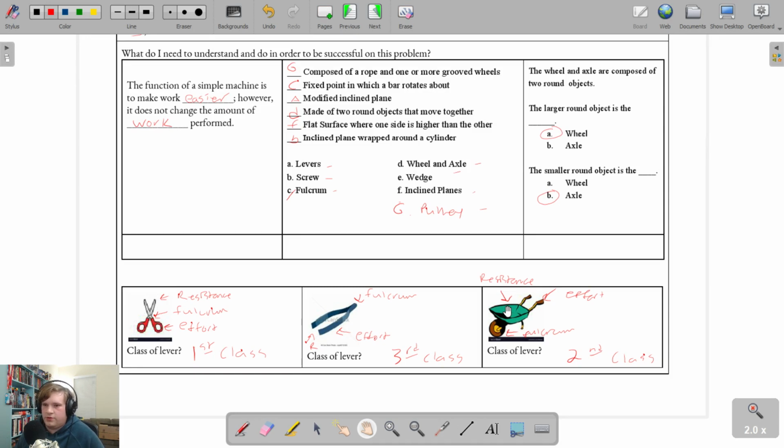The load gives you the resistance force. So while it's not interchangeable, they're directly related.